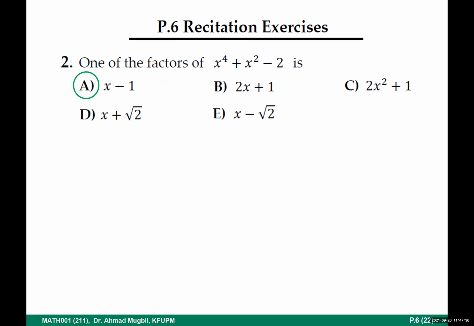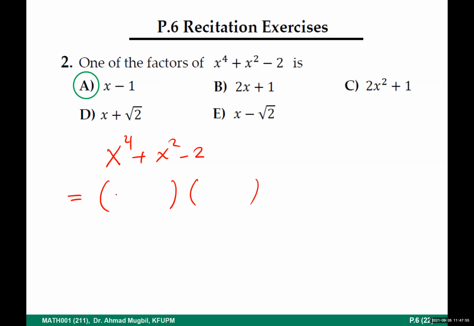The right answer is A. The answer is A. Why is it A? Look at Shabab, you have x to the power 4 plus x squared minus 2. Look how I will solve it, and I'm sure that you will do it like this also in the future. Maybe not now, but you will do it later. Look, it is trinomial. Let me try.